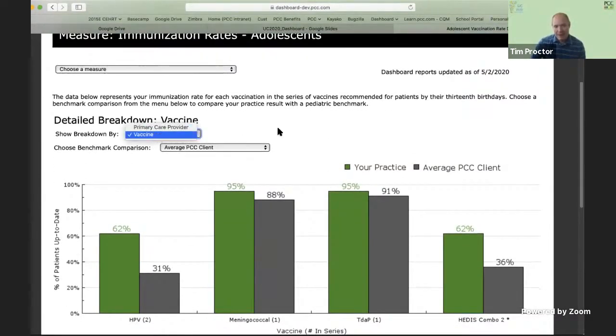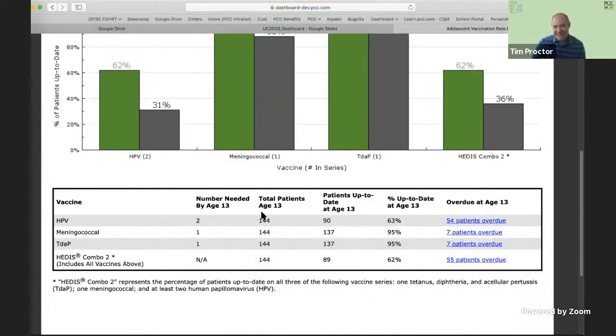You can do it by individual vaccine here. So not just the whole series of 3 vaccines they should be getting as adolescents by age 13, but you can see it just for HPV or just for meningococcal or Tdap. So if you wanted to focus on one vaccine in particular, you can do that here in the dashboard.